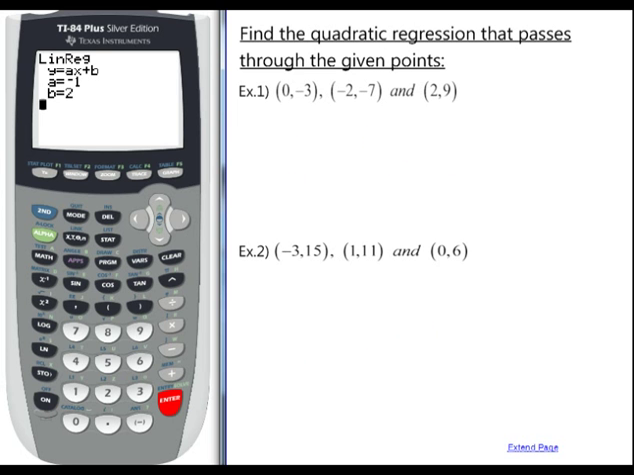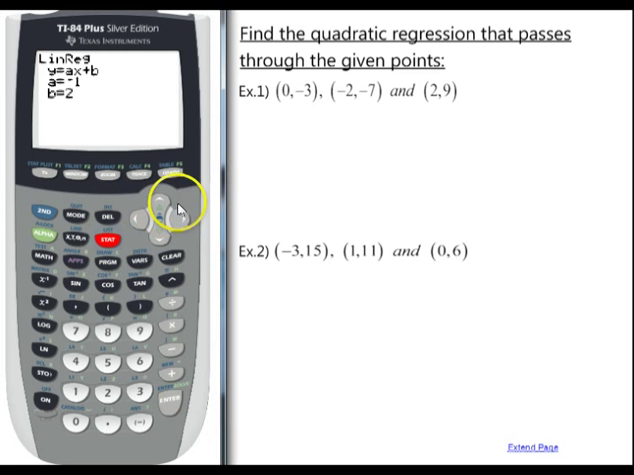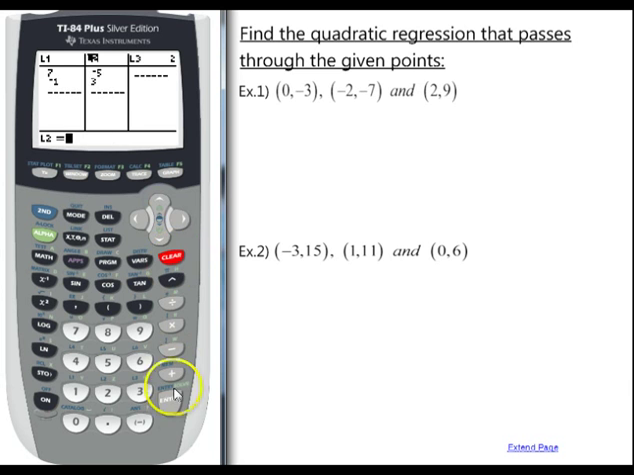Here we're given 3 points and we want to find the quadratic regression that passes through them. So we're going to do that same process. First we're going to start off with Stat, Edit, clear our lists, and enter in our x coordinates for L1 and our y coordinates for L2.